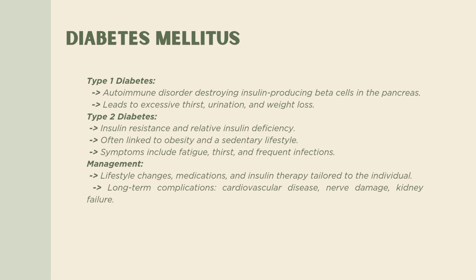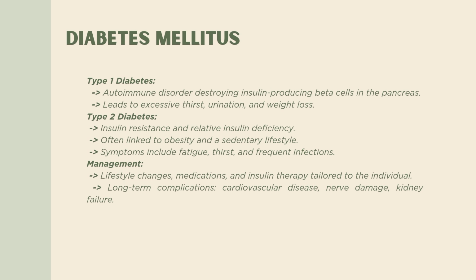Acquired disorders such as diabetes mellitus are among the most common carbohydrate metabolism conditions. Diabetes mellitus is characterized by impaired glucose metabolism and is classified into two main types. Type 1 diabetes is an autoimmune disease in which the immune system destroys insulin-producing pancreatic beta cells. Without insulin, glucose cannot enter cells, leading to symptoms like excessive thirst, frequent urination, and weight loss.